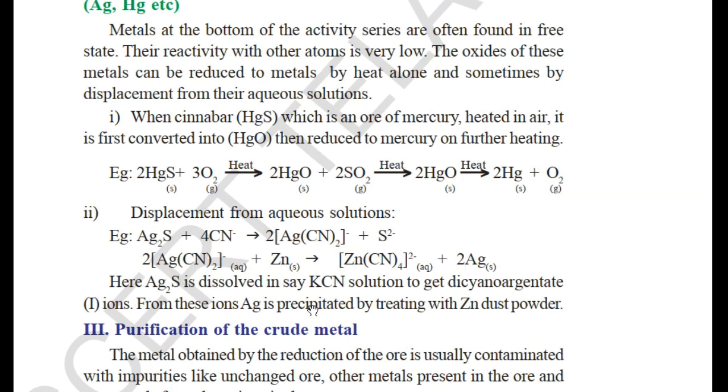So here Ag is dissolved in, say, KCN solution to get dicyanoargentate ions. From these ions, Ag is precipitated by treating with zinc dust, under a displacement process of aqueous solutions. Some displacement process is going on.